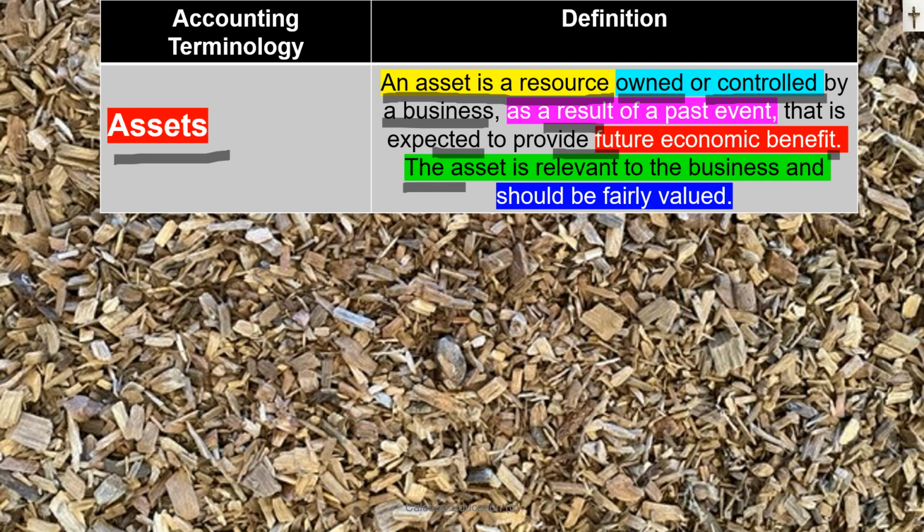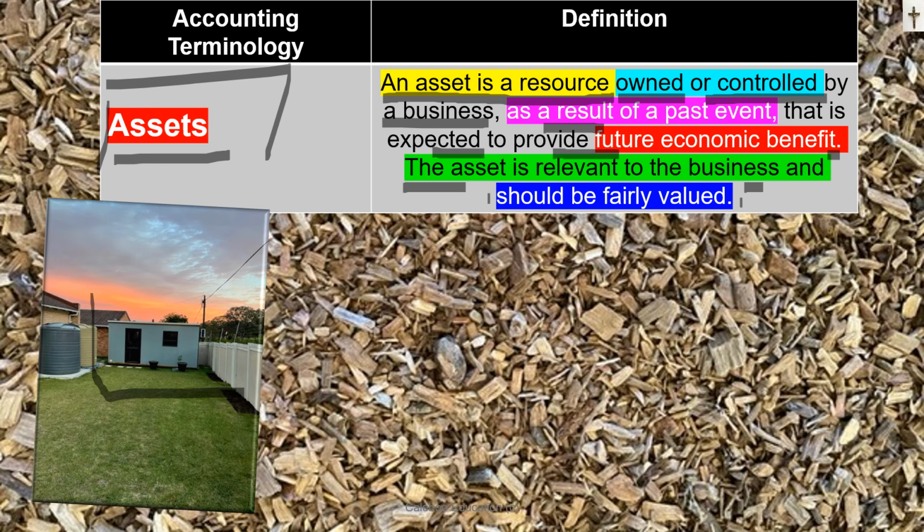The asset is relevant to the business. I buy equipment for my business that is specific to my business, relevant to my business, and all the assets should be fairly valued. You can't overstate your assets. For example, after having the equipment for a year, I need to depreciate in my books the value of the asset. So there's a definition of an asset.